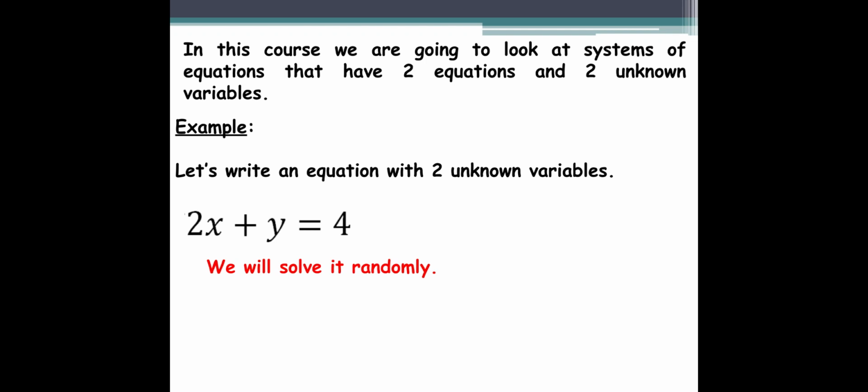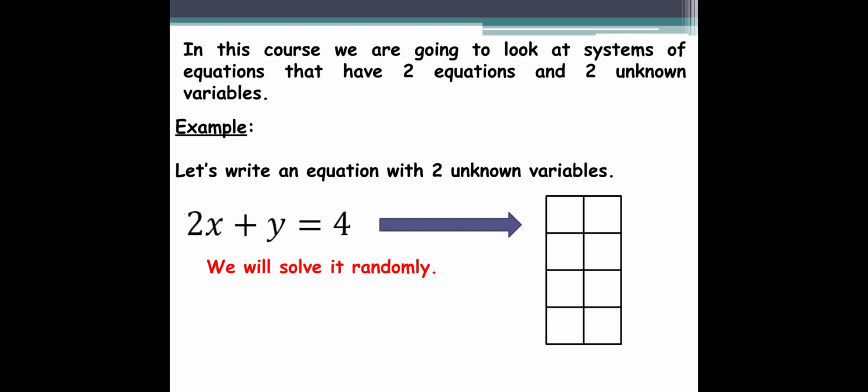Now, we need to solve randomly. So clearly, we don't know what the value of x is or what the value of y is. So we're going to choose random numbers. We can start with 1 because that's pretty easy. So if we put 1 in as the value of x, we get 2 times 1, which is 2. And then what can y equal so that the total equation equals 4? Y would be 2.